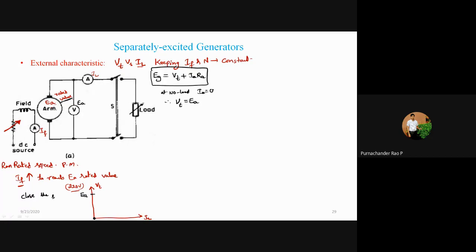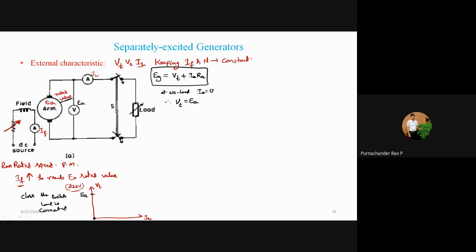Close the switch, and therefore the load is connected. As the load is connected, this is closed like this, and this is connected. Next, as the load is connected, now vary the load in steps.